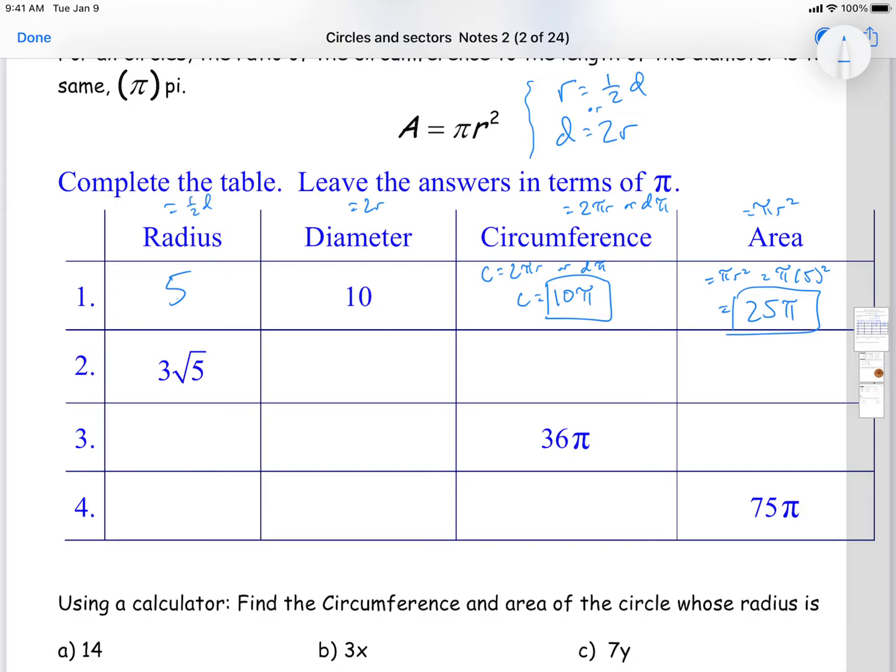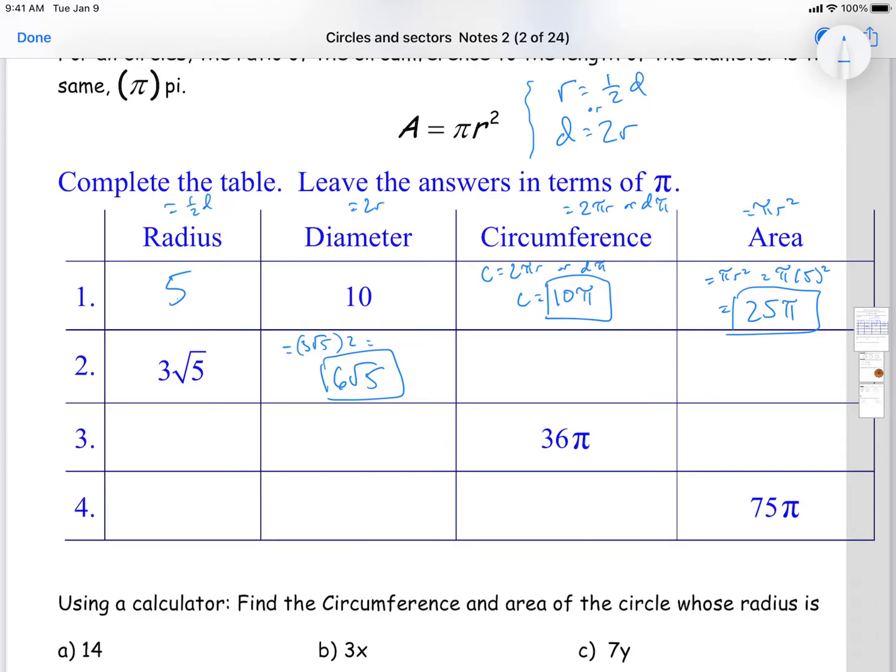All right, it looks like we're mostly ready. So let's go ahead and start with number 2. If my radius is 3 rad 5, what is my diameter? 6 rad 5, right? So 3 rad 5 times 2, which is equal to 6 rad 5. Now, if my diameter is 6 rad 5, what's my circumference?